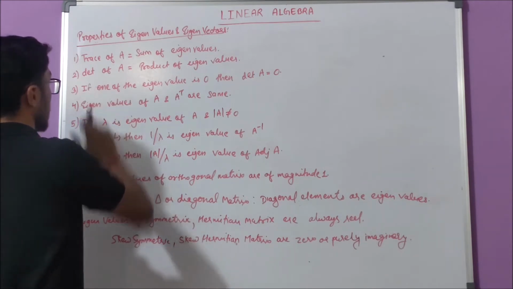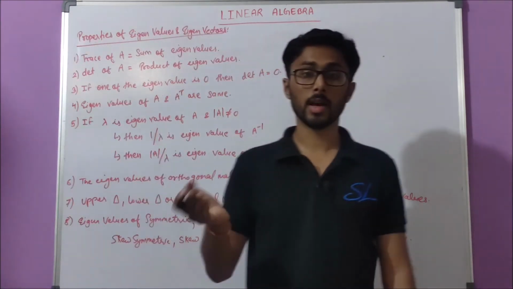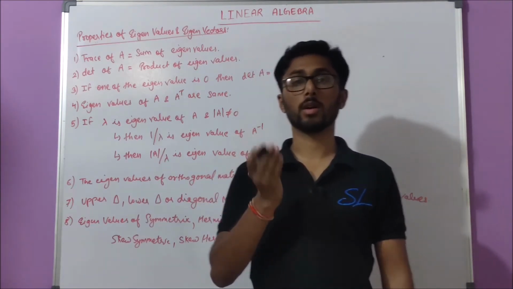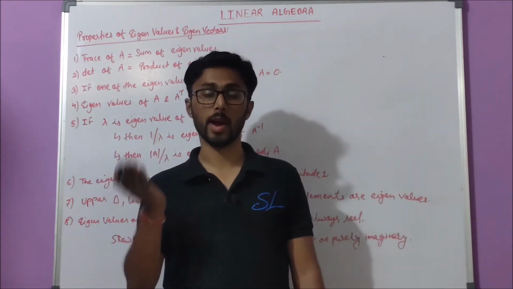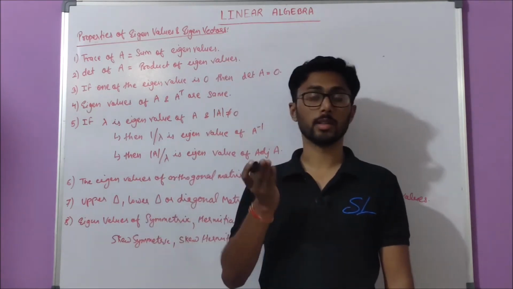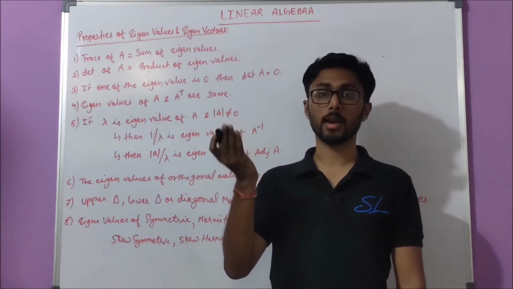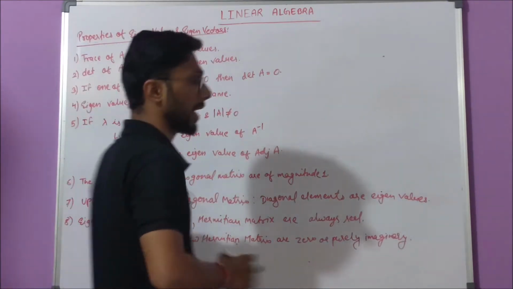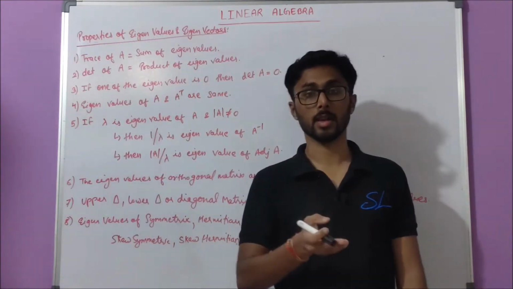Now the third point is: if one of the eigenvalues is 0, then the determinant of the matrix is 0. We know that the determinant of a matrix is equal to the product of eigenvalues, and if one of the eigenvalues is 0, then the product will be 0, hence the determinant will be 0. Now the fourth point is: eigenvalues of A and the transpose of matrix A are the same.